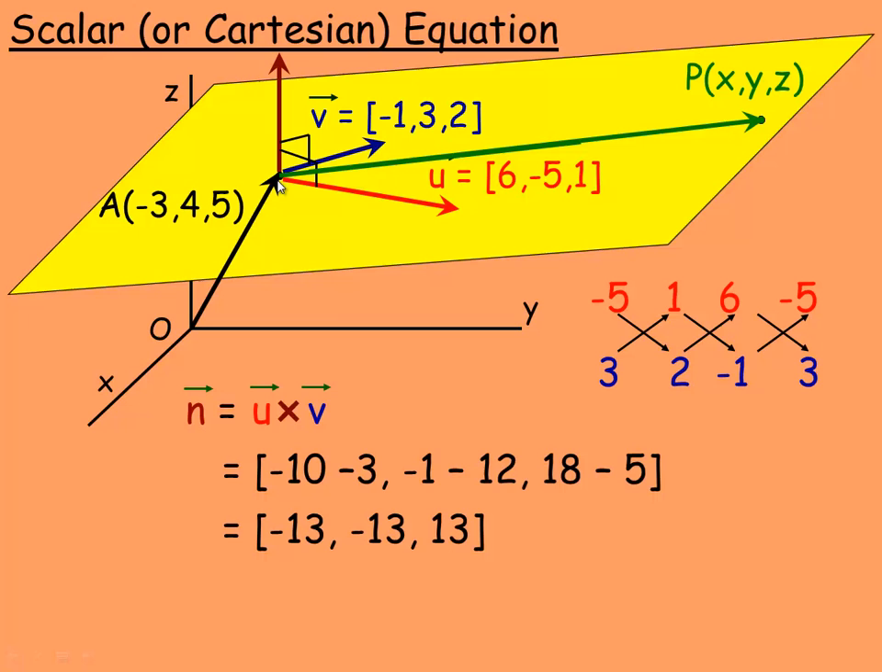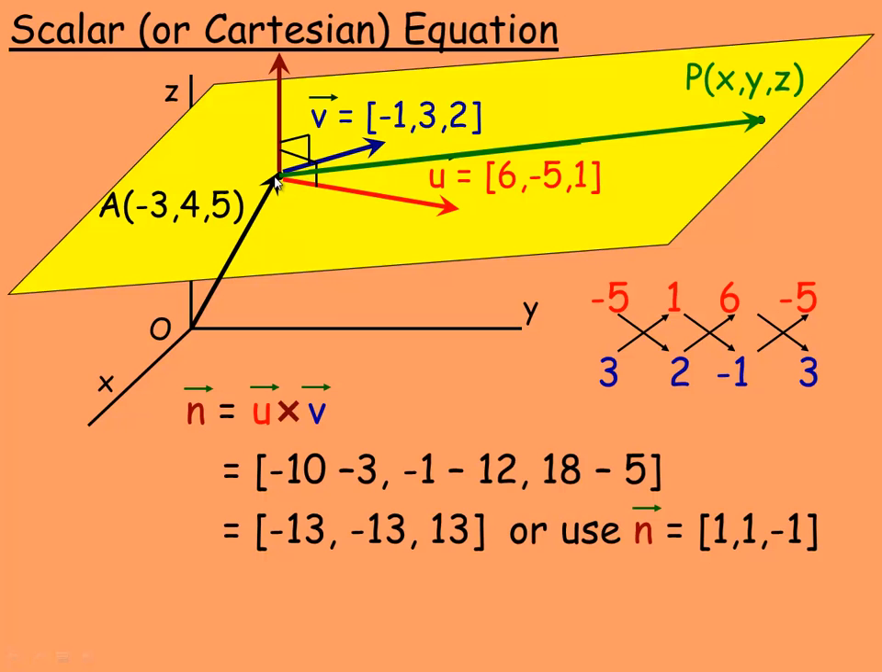Now, that's a pretty long vector. Any multiple of that will do. So, for example, I could divide out a 13 or a negative 13 and make this shorter and still perpendicular to the plane. So instead, I'm going to divide it by negative 13 and use the vector 1, 1, negative 1. If you really want to, you could make this negative 1, this negative 1, and this positive 1, and that would be fine too. So on the next page, again, we're going to address this perpendicular vector.